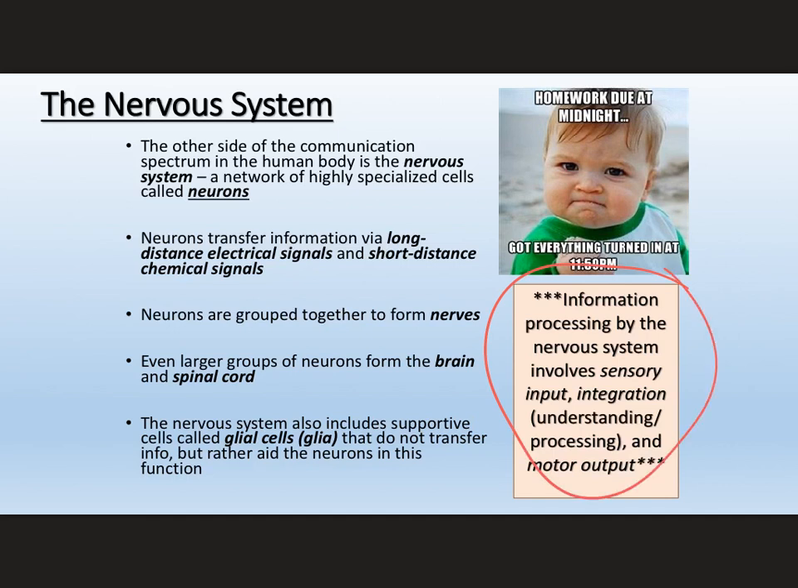But maybe the most important thing of this first slide is in this little box here. Basically, the nervous system involves three pieces, just like cell signaling involved three pieces. And that is sensory input, integration or making sense of that input, and then output, which is typically motor. But just another way to put it: input, process that input, and then output. That's what your nervous system can do.